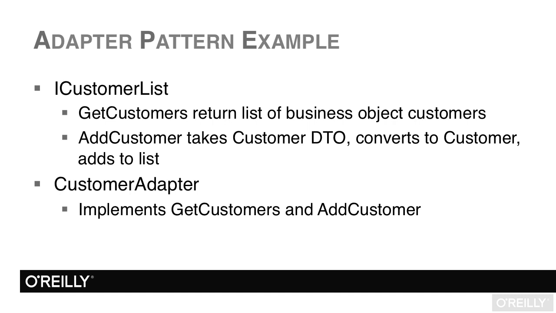So that interface essentially has two ends. On one end, the application is using getCustomers to get a list of business object customers. On the other end, we're using the addCustomer method to take a customer DTO and convert it over. So in our actual implementation classes, we'll just call that CustomerAdapter. It implements getCustomers and addCustomer.